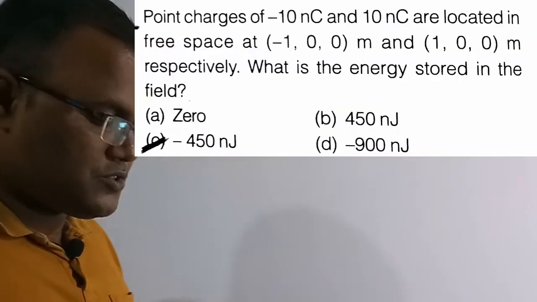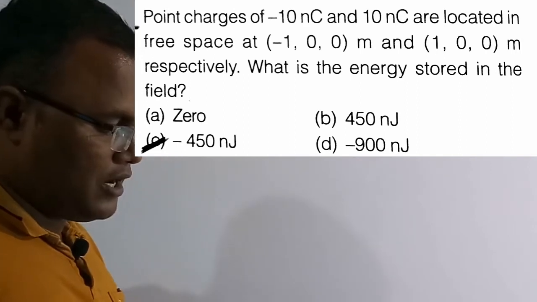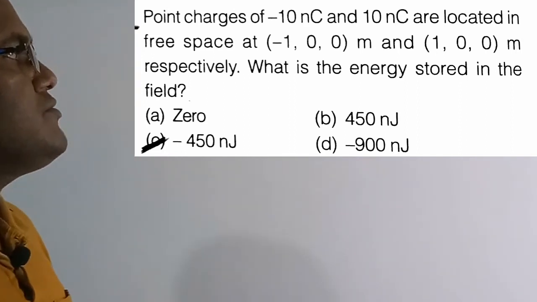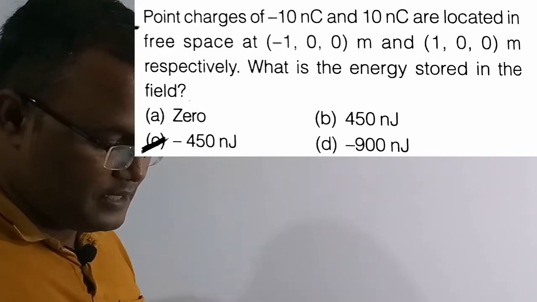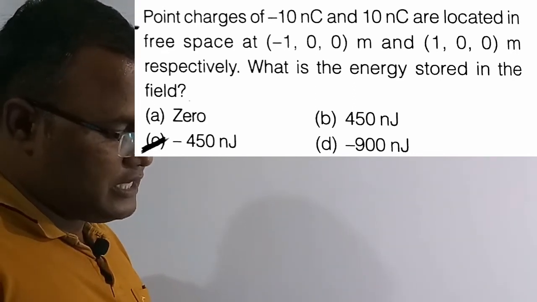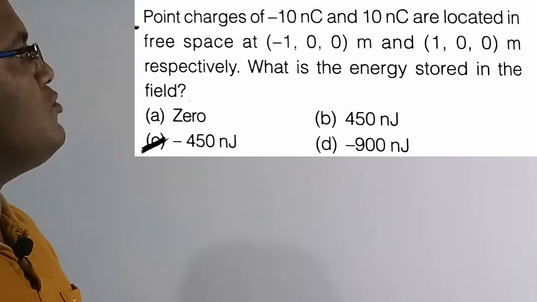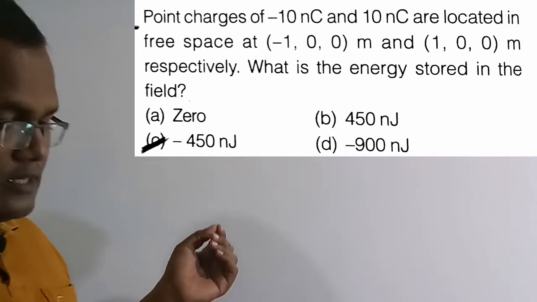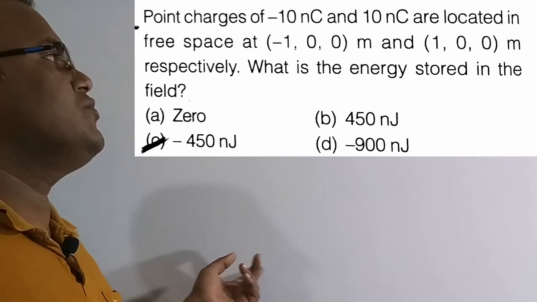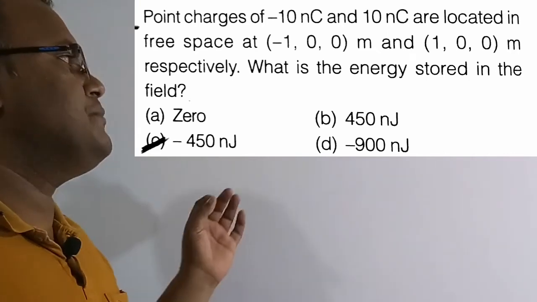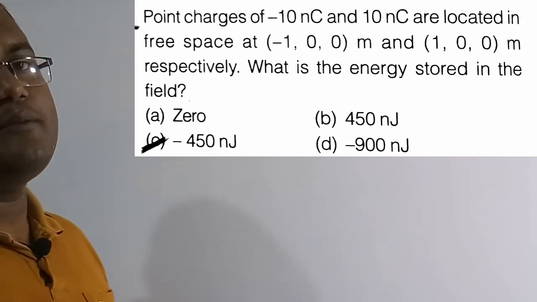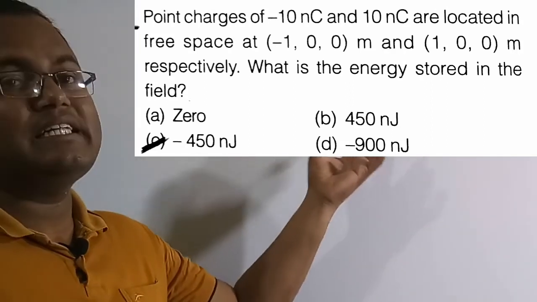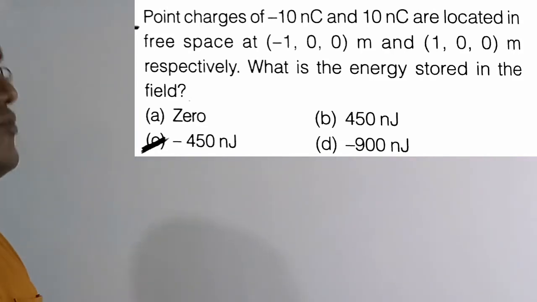We are going to solve the 49th question. See the question here. Point charges of minus 10 nanocoulomb and 10 nanocoulomb are located in free space at minus 1, 0, 0 meter and 1, 0, 0 meter respectively. What is the energy stored in the field? So there are 2 point charges, and they are given the charge values, minus 10 nanocoulomb and 10 nanocoulomb, and also their positions in the 3 coordinate axes. Based on this we have to find the net amount of energy present in the electric field between these charges.